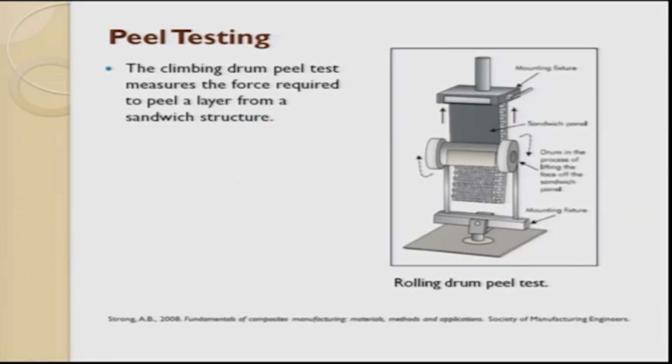This can be done for a plane, and another test is called peel testing, and here we try to use a drum. You see a mounting fixture there, and a sandwich panel which is kept here, with a drum in the process of lifting the face of the sandwich panel. It will be something like sticking and then peeling it off, and when it peels off, the drum rolls all along, and here the top skin is peeled. Climbing drum testing is also used. Sensing the interface is very difficult.